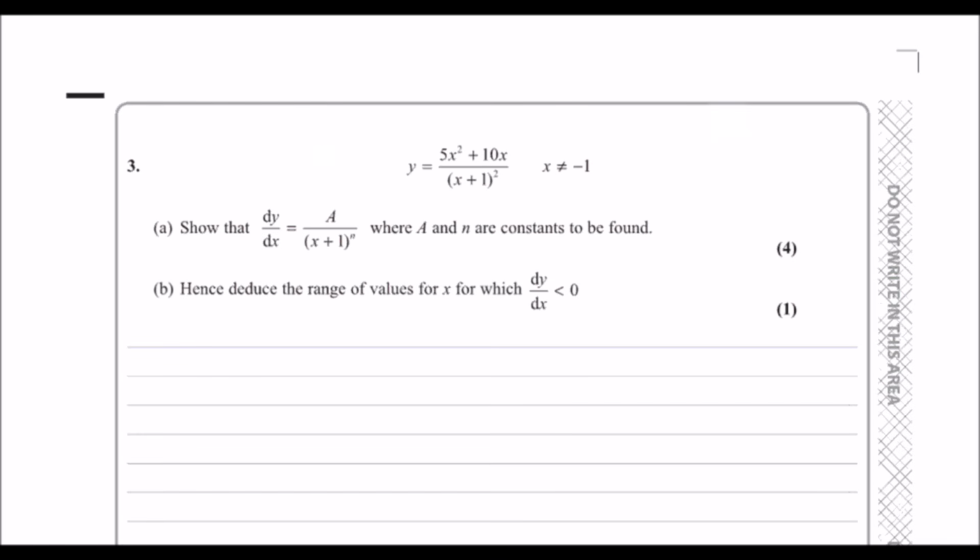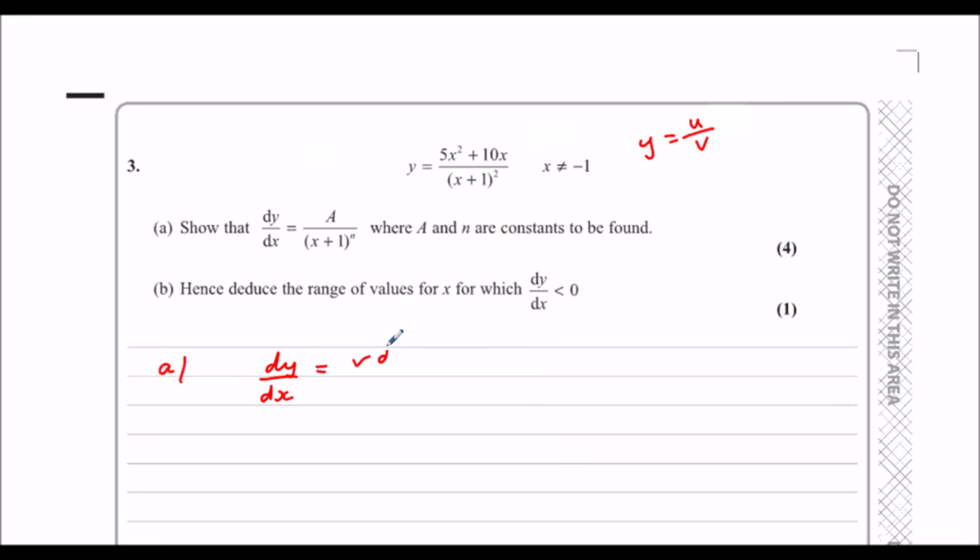Question 3. So here we're given y equals 5x squared plus 10x all over x plus 1 squared. And we need to show that dy/dx is equal to something over x plus 1 to the power of something. So we're going to differentiate, and it's a fraction. It's in the form y equals u over v. So we're going to be using the quotient rule.